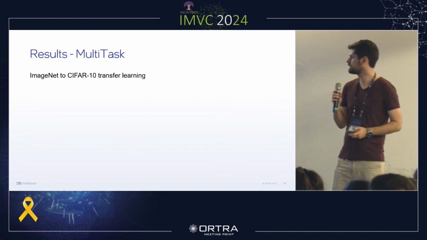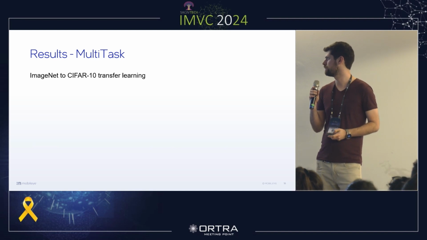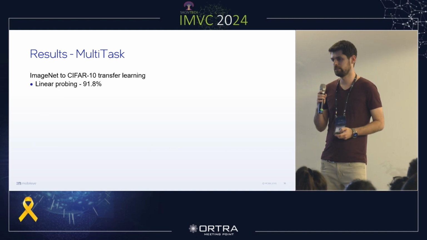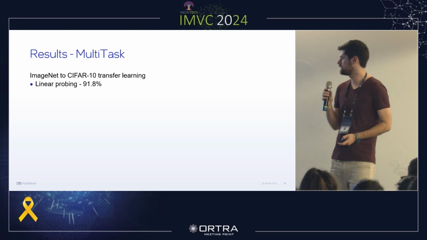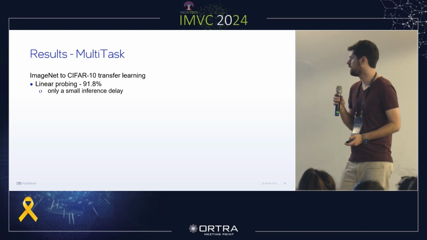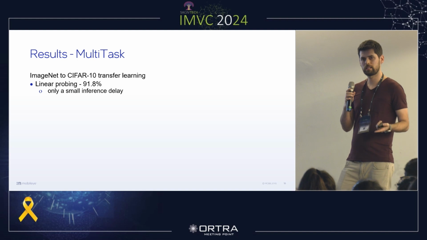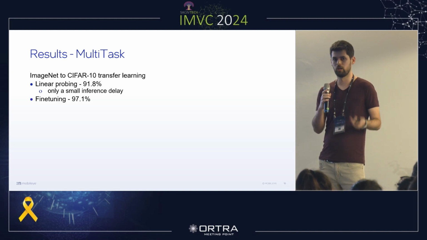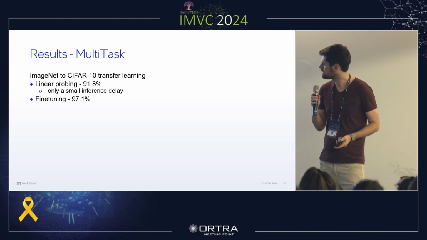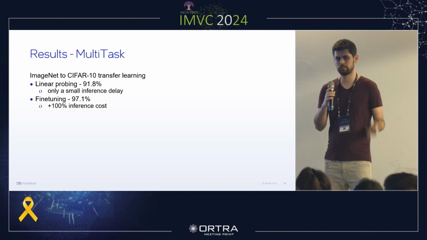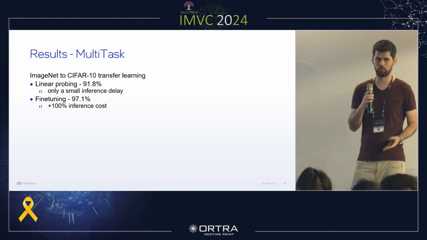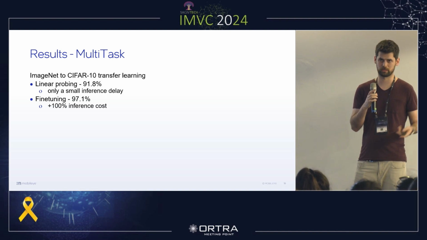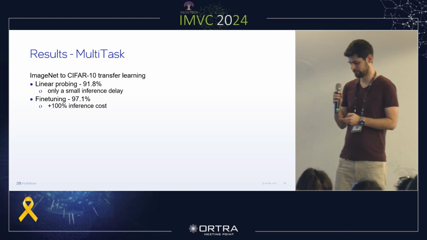So I'll show you the results. If we're using ImageNet to CIFAR 10 transfer learning, linear probing will get almost 92% accuracy, but it adds only a small inference delay. If we're using fine-tuning, we're getting to almost 97%, but we're paying twice the inference cost because we need to run 2 different networks.